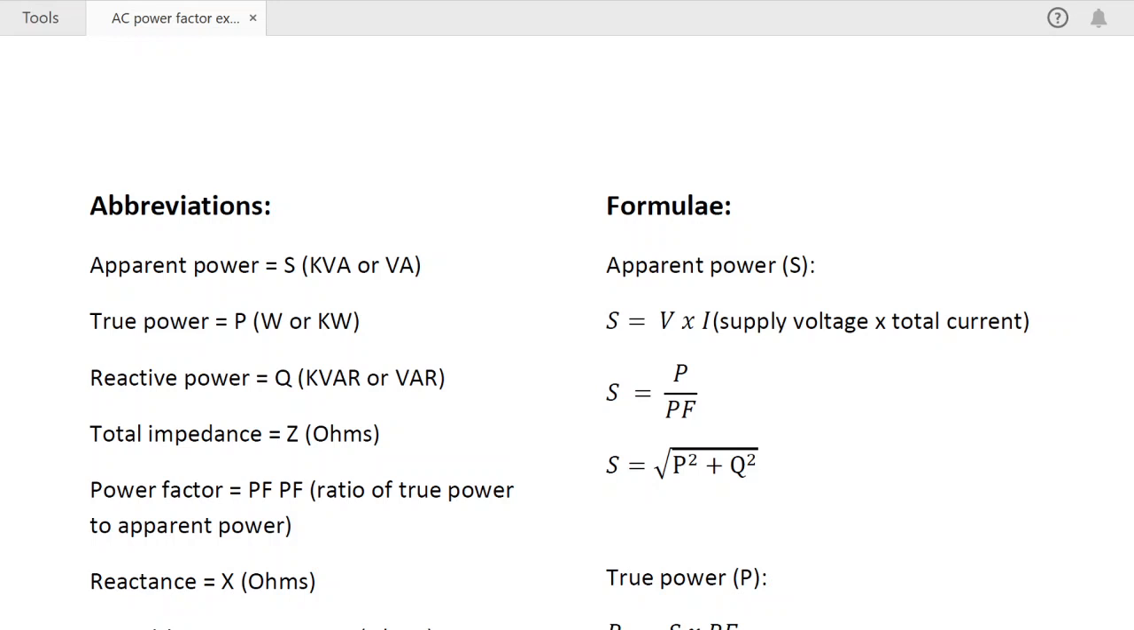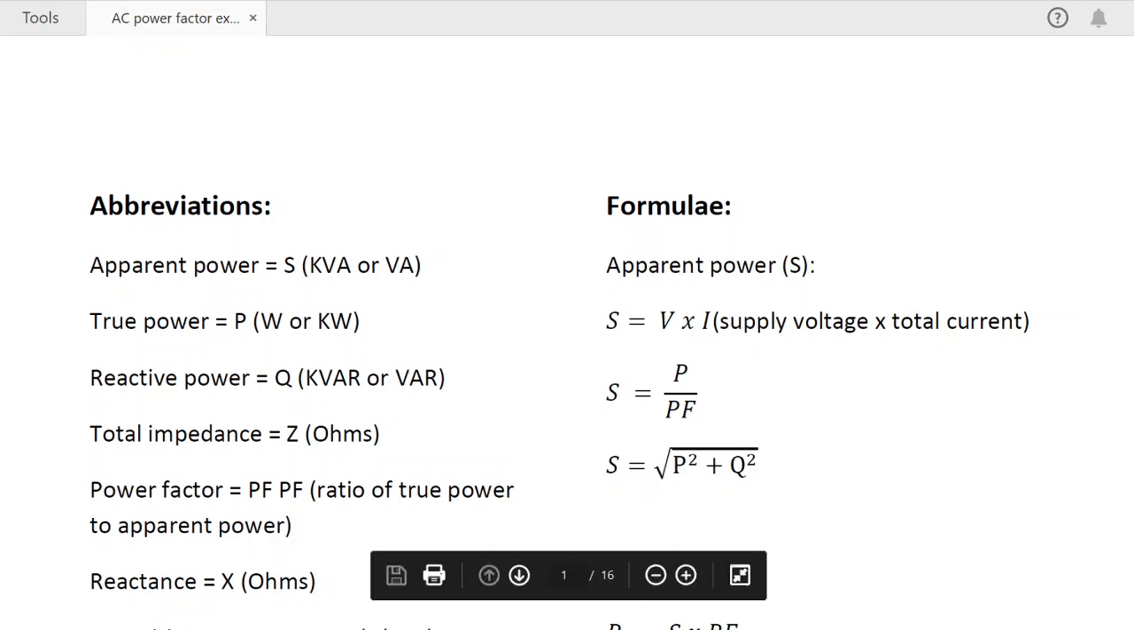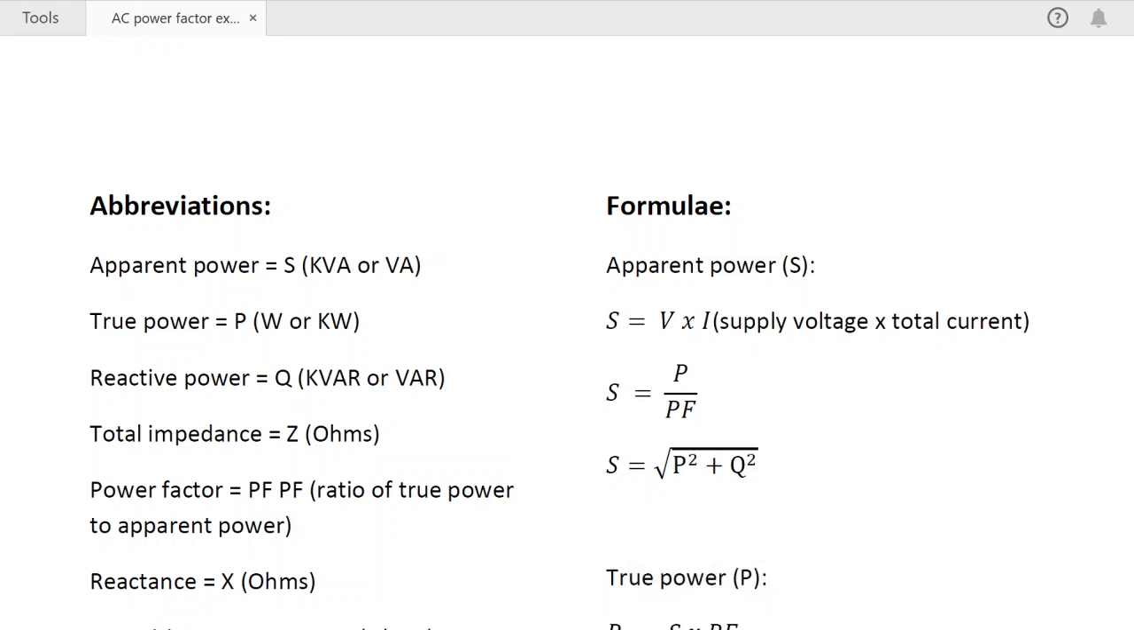This video is going to be examples for AC power factor. Hopefully you've already watched the lecture video on AC power factor. In this video we're going to go through the 6 example questions at the end of that PowerPoint. I've added another 5 examples on top of that.